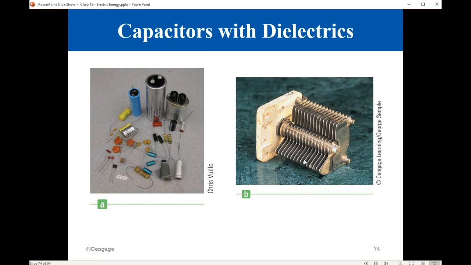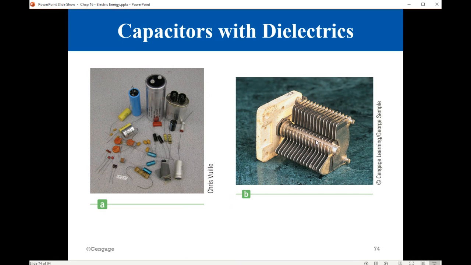Here you see several forms of capacitors that are available commercially in the market. These are electrolyte capacitors. They have polarity. They have chemicals inside in order to boost the capacitance. These are called ceramic capacitors. The insulating material is made of ceramic here. Here you see some tubular capacitors, paper capacitors.